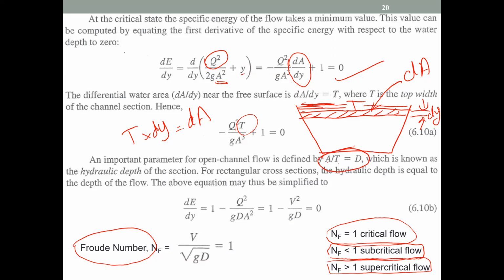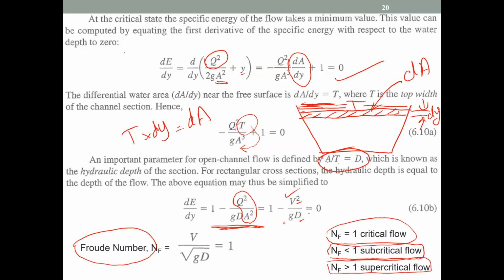So now what you do? You take this T here. Area divided by the top width is equal to D. You substitute it in here. So you come up with an equation. Now Q squared over A squared is equal to V squared. So you have an equation 1 minus V squared over GD. G is the acceleration of gravity, D is the hydraulic depth, V is the average velocity. And this is equal to 0.